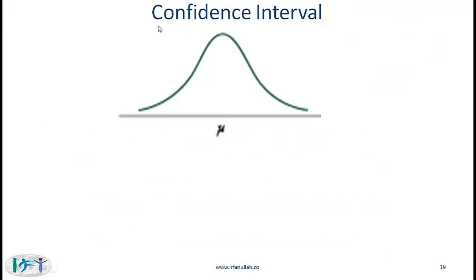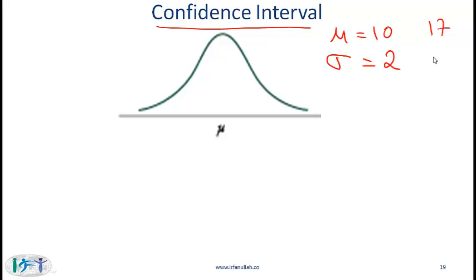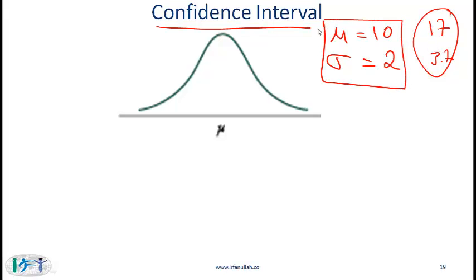Next, we move to the concept of confidence interval, and we will consider the same distribution with a mean of 10 and a standard deviation of 2. And what we are talking about here applies to any normal distribution. You might have another normal distribution with mean equal to 17 and standard deviation equal to 3.7. The same logic will apply. I'm just using 10 and 2 because the numbers are easy to work with.